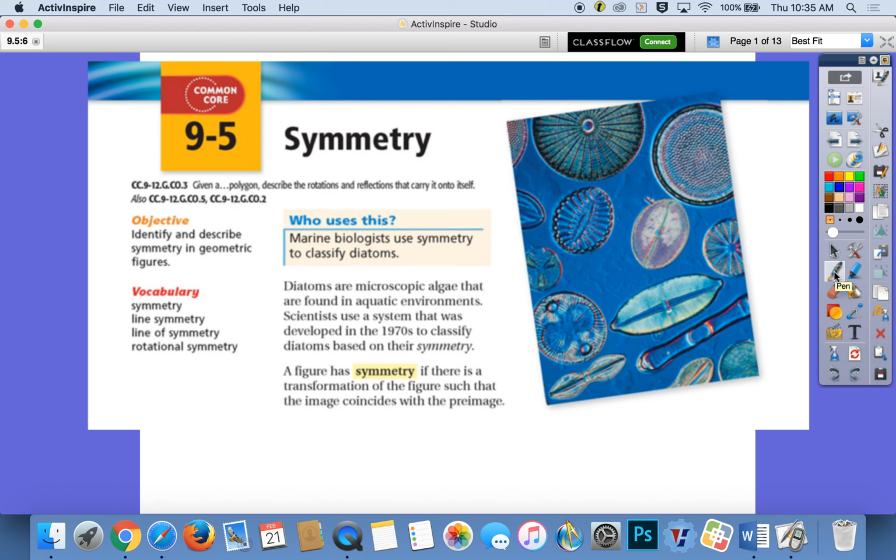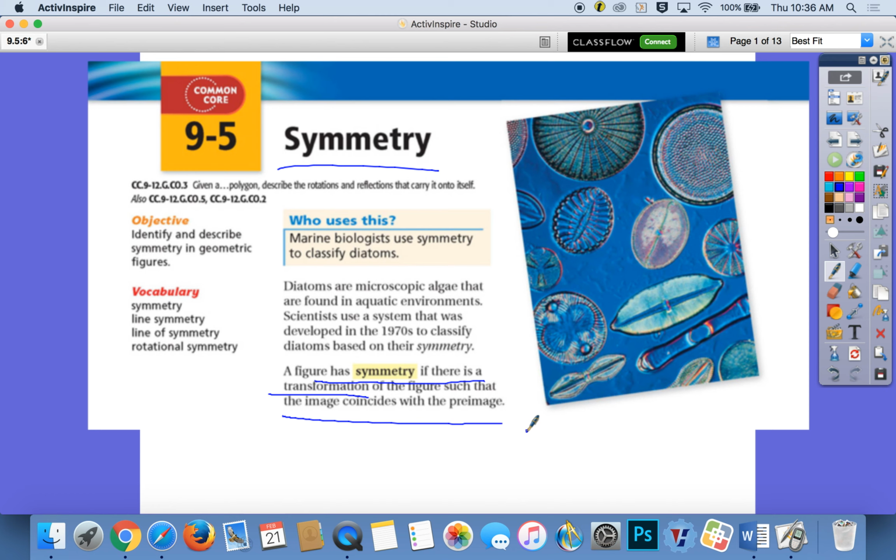Guys, today we're going to talk about symmetry and tessellations. So a lot of the symmetry is going to be something that you've seen before, or it's going to pretty much make sense as something that you haven't seen before. So our first definition to get down is that a figure has symmetry if there is a transformation such that the image coincides with the pre-image.